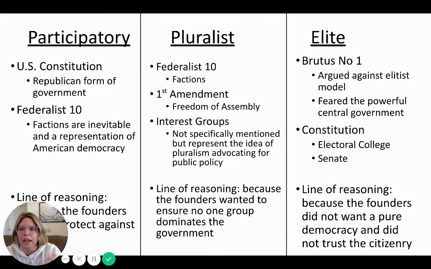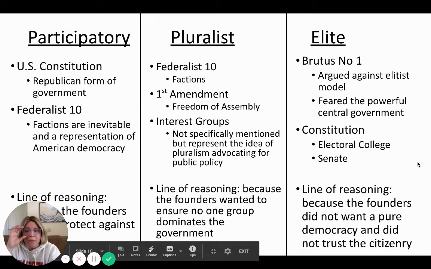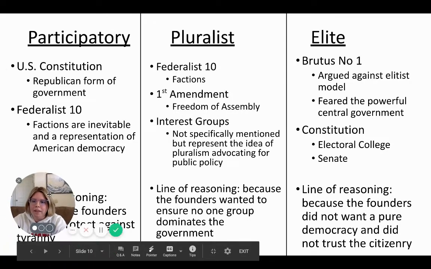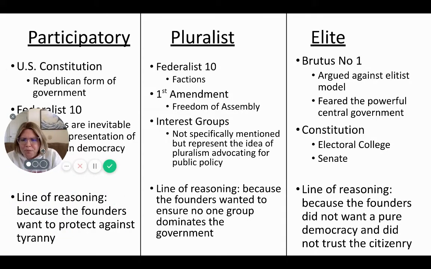For Fed 10, it talks about, more so Fed 10 supports the pluralist, but you can use Fed 10 because it talks about factions as inevitable and as a representation of American democracy. So just basically that we wanted people to get involved and form political parties and participate in the political process. So the line of reasoning on that, basically what I would use in my thesis, is I would just say that the founders wanted to protect against tyranny. I would say they wanted participatory because they want to protect against tyranny, basically one person dominating, one person taking over everything.